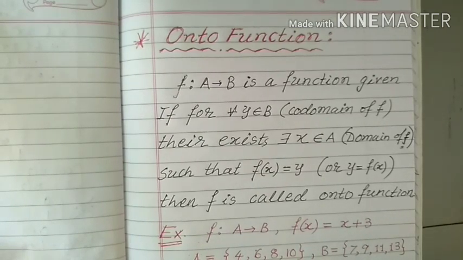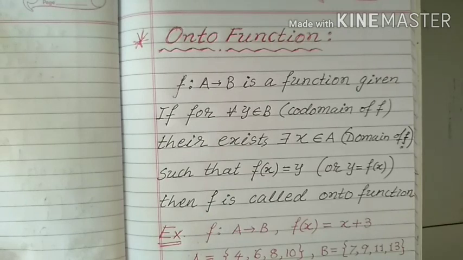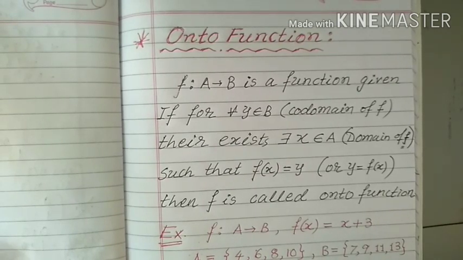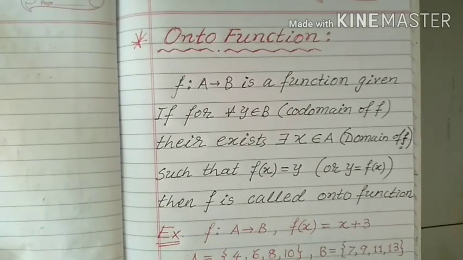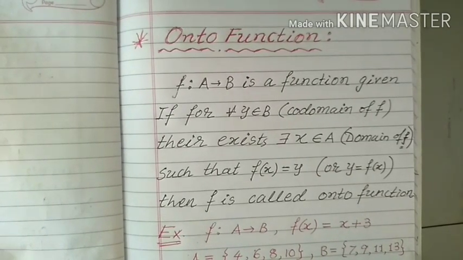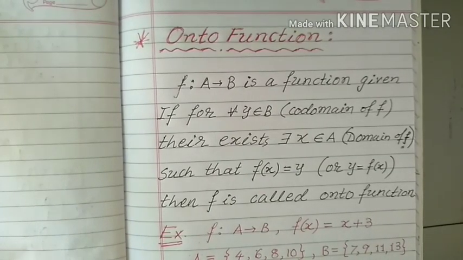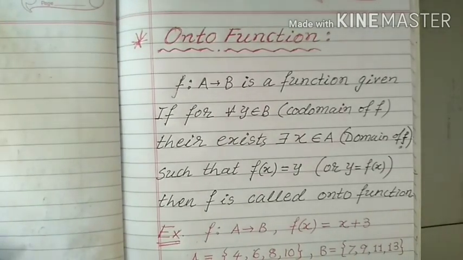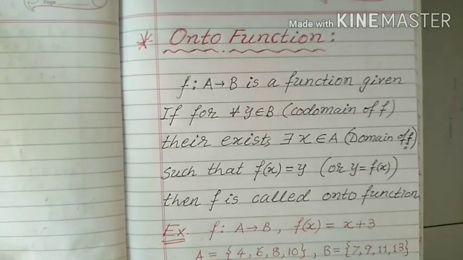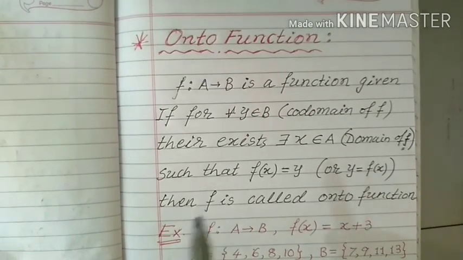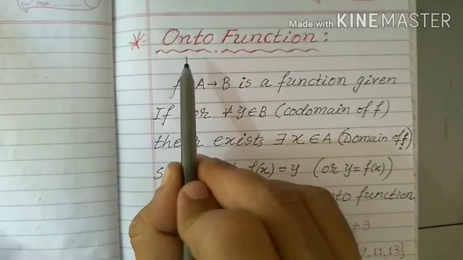In the first definition, I taught you that when codomain and range are equal, then the function is onto. If this condition is applied, codomain equal to range, then the function is onto. But sometimes we can't find the range, so this definition is applied. What is this definition?